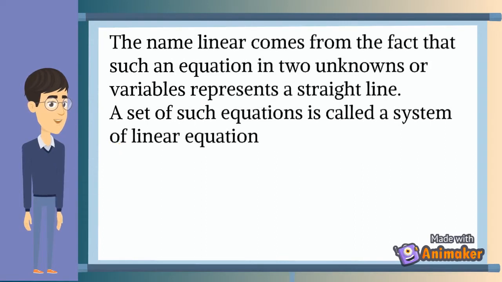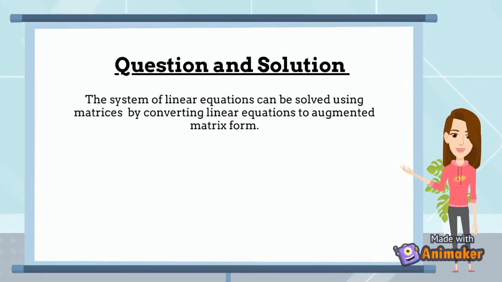The name linear comes from the fact that such an equation in two unknowns or variables represents a straight line. A set of such equations is called a system of linear equations. In this part we will be showing how to solve the system of linear equations. The system of linear equations can be solved using matrix by converting linear equations to augmented matrix form. So, let's try to solve this example.